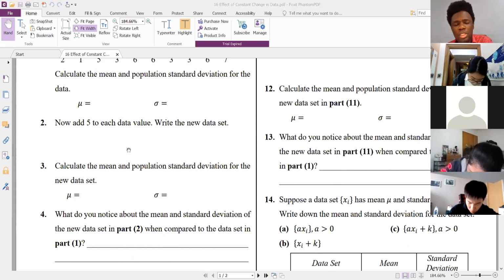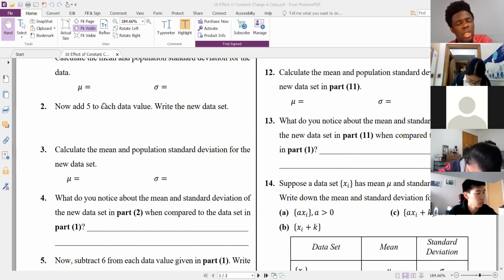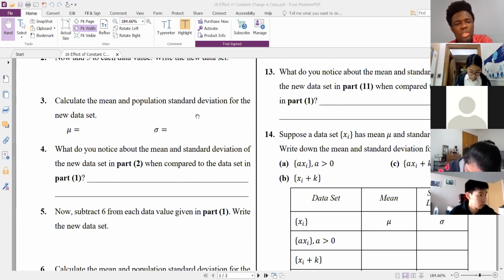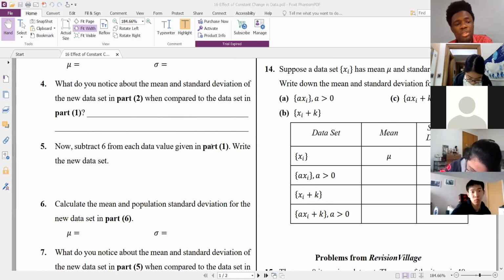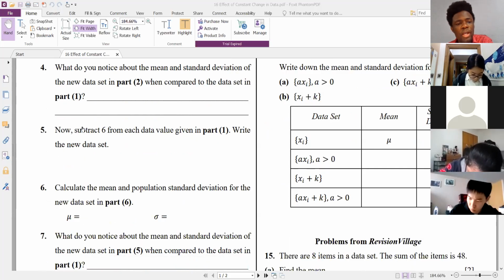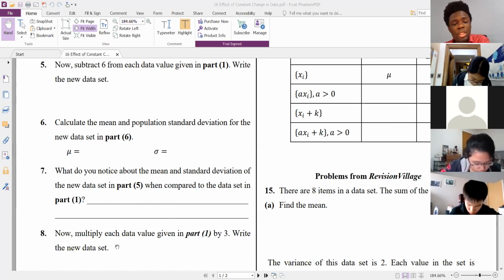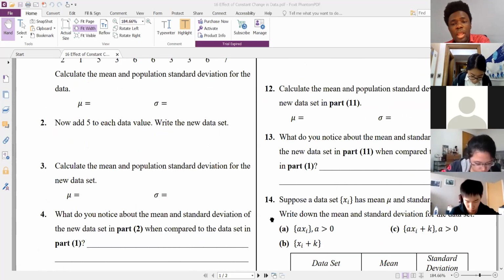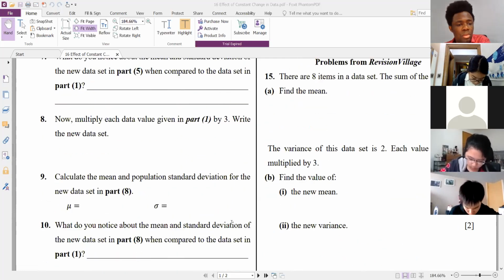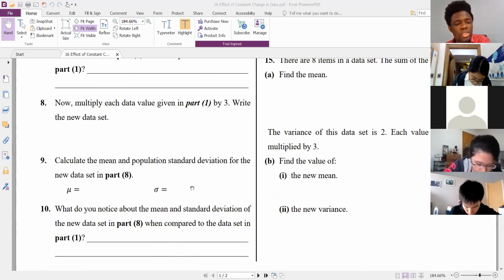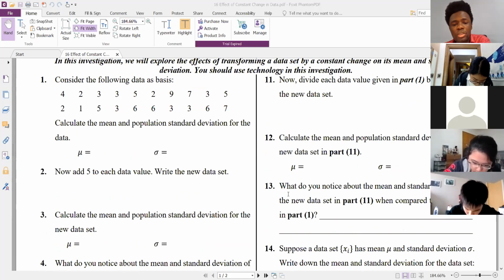Question 2, you can skip since I don't want you to write the data out yet. So you can write 2 and leave it blank, then 3. So do the mu and standard deviation. Question 4, I want you to write a comment, what you notice about the mean and standard deviation. So you go to question 5, you add 6 to those, subtract 6 from those data. You do the same mean and standard deviation. You come up with a comment. You multiply the data by 3 in question 8. Okay, in question 8, you do the same mean and standard deviation. Okay, you write a comment in question 10, and so on and so forth.